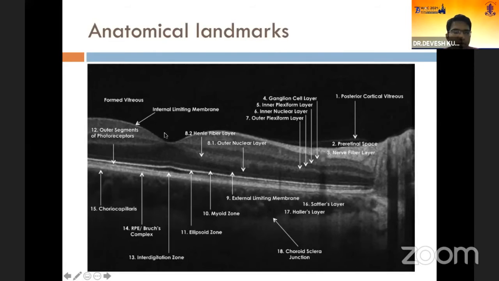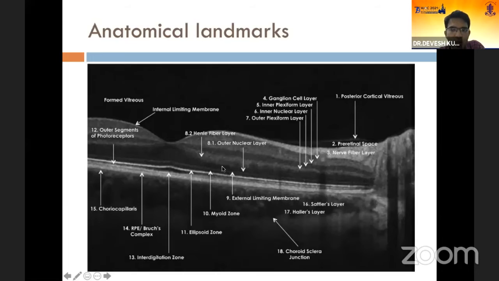So starting from the innermost layer, we can have a posterior cortical vitreous visible in certain eyes. Then we have the first retinal layer, the internal limiting membrane, which is hyperreflective. Then we have the nerve fiber layer, which is again hyperreflective. Then we have a hyporeflective ganglion cell layer because it is a nuclear layer. Then there is an inner plexiform layer which is hyperreflective. Then inner nuclear layer again hyporeflective. Outer plexiform is hyperreflective. Outer nuclear is hyporeflective.